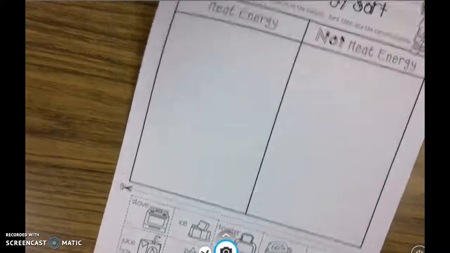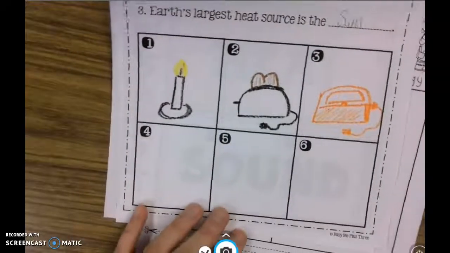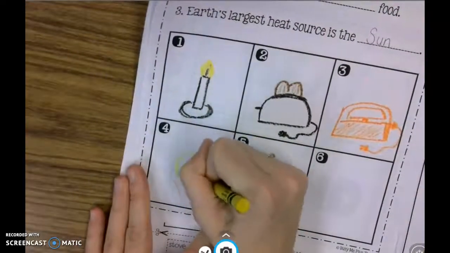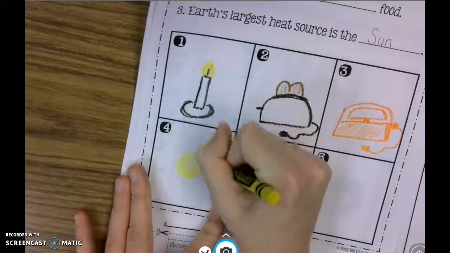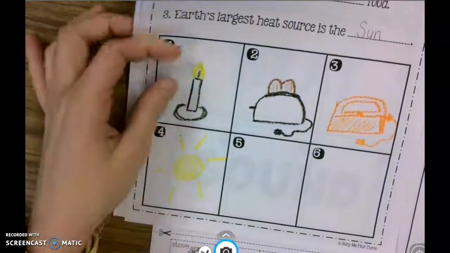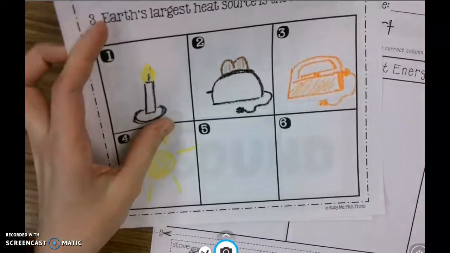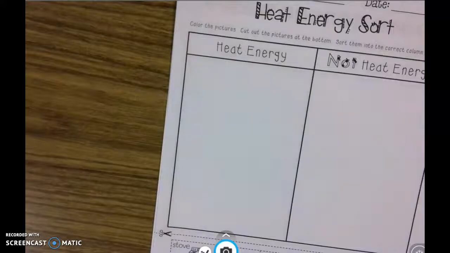And actually, before we do that, let me go back to this. So I totally forgot to do the sun. The sun is our biggest form of heat. So we could have drawn the sun here. You could do a stove, any of those other things to fill that in.